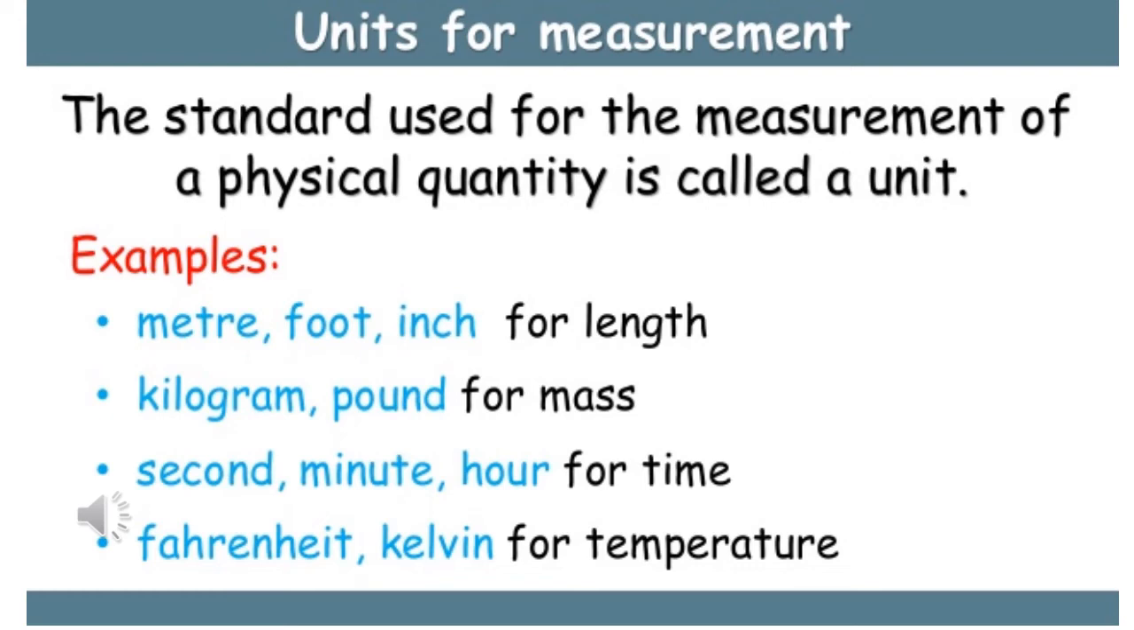For example, the units which we can use for length are the meter, foot, or inch. For mass representation we can go for kilogram, pound, and for time we use minutes, seconds, hours, and for the temperature we use Fahrenheit, Kelvin, degree Celsius, degree centigrade. These are the units which show the particular measurement.